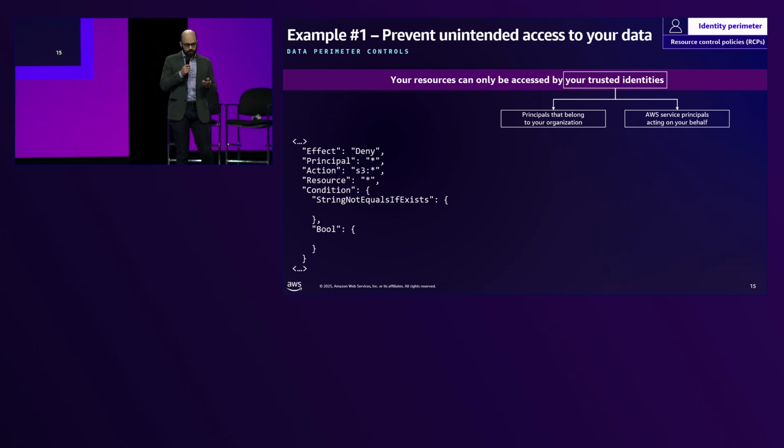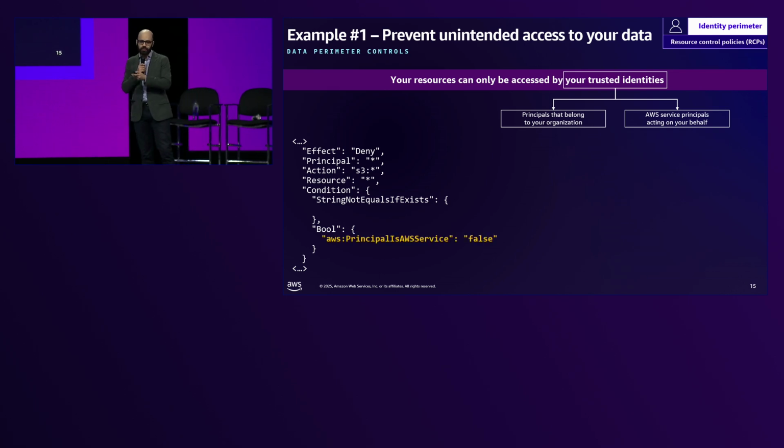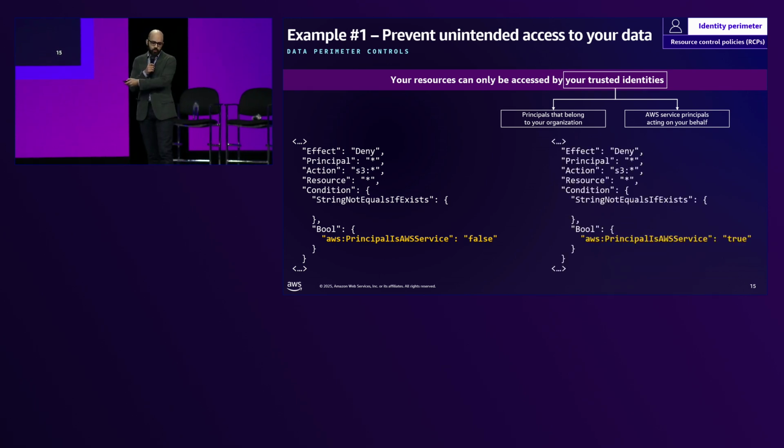We have two types of principals that are part of our boundaries: either principals that belong to your organization, so those are non-service principals, and AWS service principals. To denote that and to reflect that in our statement, we are going to use the condition key aws:PrincipalIsAWSService, which is set to true if the API call is performed by an AWS service principal. The first statement will focus on API calls that are performed by non-service principals. And as you may have guessed, we need a second one, which should focus on service principals. And here, the value will be set to true.